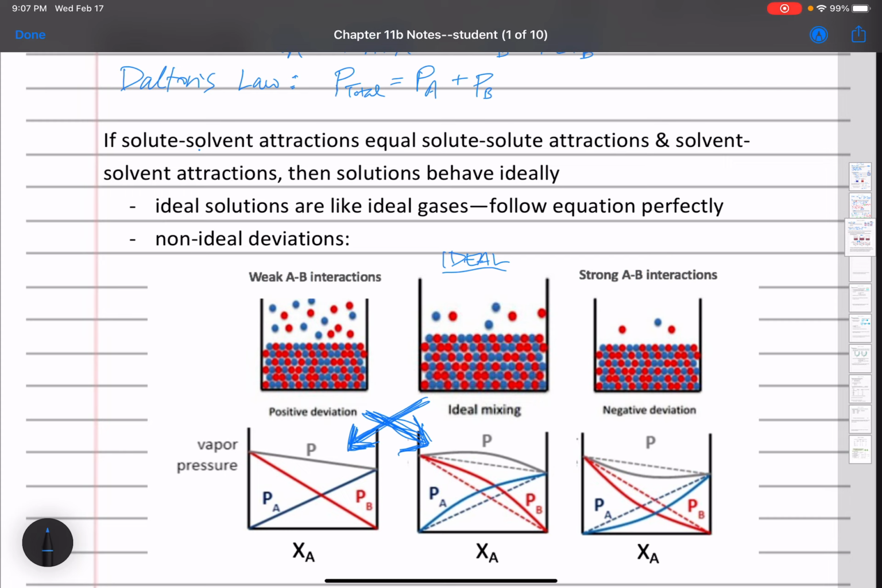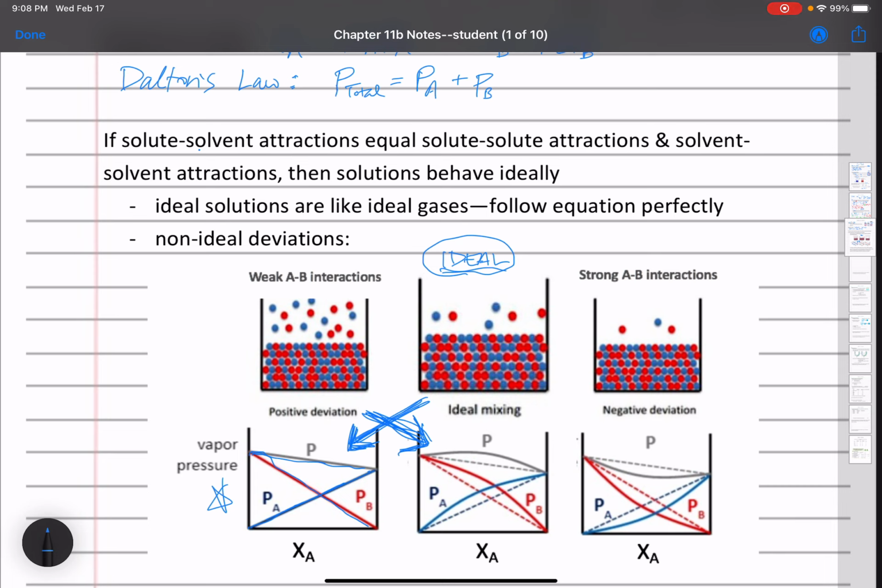Okay, so this here is what it would look like ideally. So as the number of moles of A, whatever liquid A is, let's just pretend it's ethanol, the more ethanol that we have in that mixture, the higher the partial pressure of ethanol will be. And the more ethanol we have, the less water we'll have. And so the partial pressure of B goes down as the partial pressure of A goes up. And so if we calculate what the total pressure is, it follows this line here. Ta-da! And that's for an ideal solution.